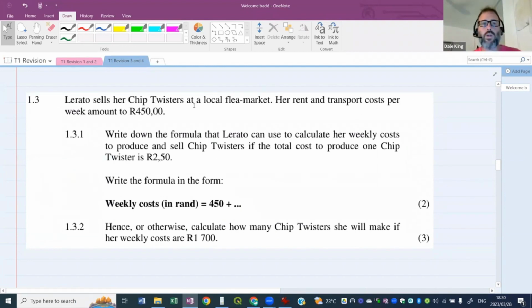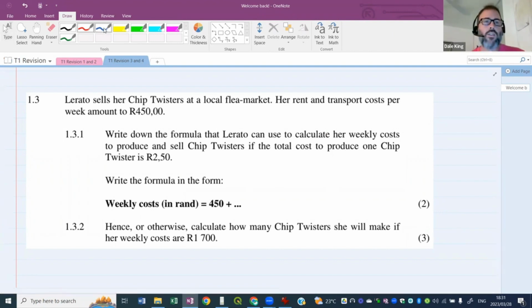So let's have a look at 131. Write down the formula that Lorata can use to calculate her weekly costs to produce and sell chip twisters, if the total cost to produce one chip twister is 2.50 Rand. Write the formula in the form: weekly costs equals 450 Rand plus something. Okay. So we're creating a formula here, just like we did in the previous example, to work out her weekly costs. Okay. It's 450 Rand plus something.